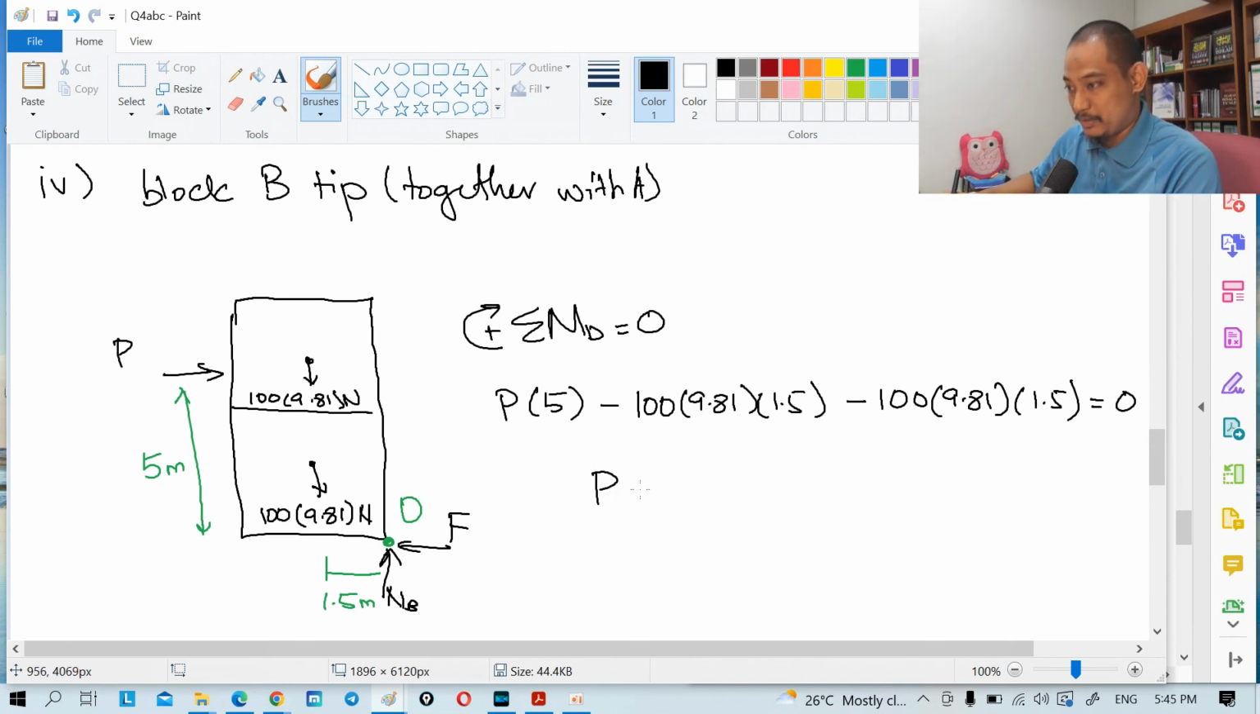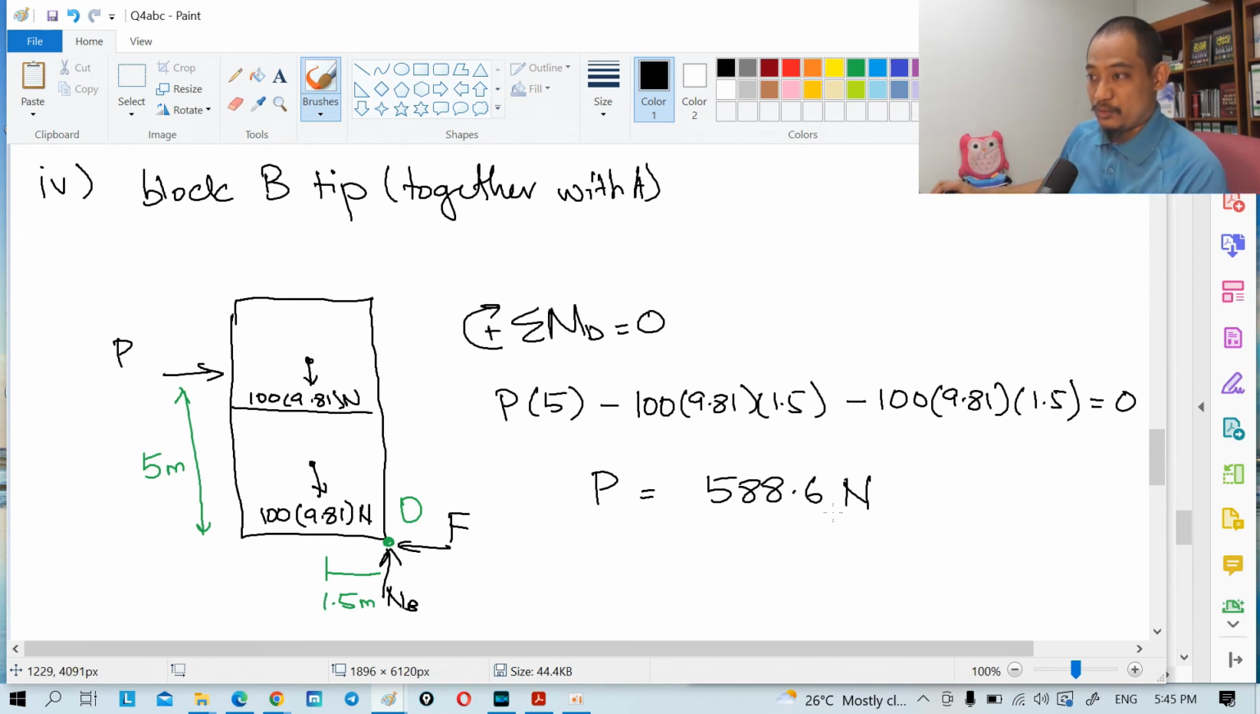So P equal to, let's calculate that, 100 times 9.81 times 1.5 times 2, and then divide by 5. We get 588.6 Newton.